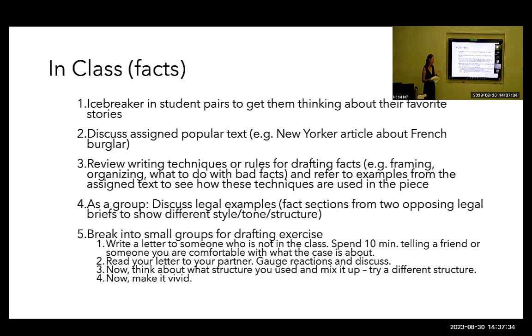Then I asked them to, again, think about structure, the structure they used, and mix it up and try different styles. So I asked them to think about the 2 legal examples they saw, the motion for and the motion against, and say, like the motion for, let's say they wrote a comparison story.